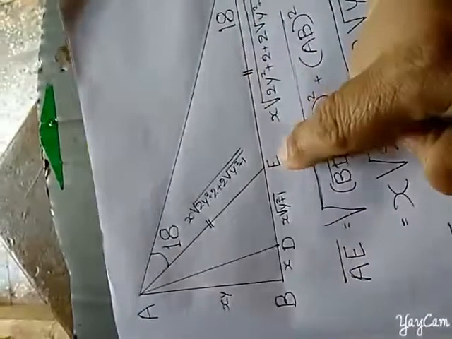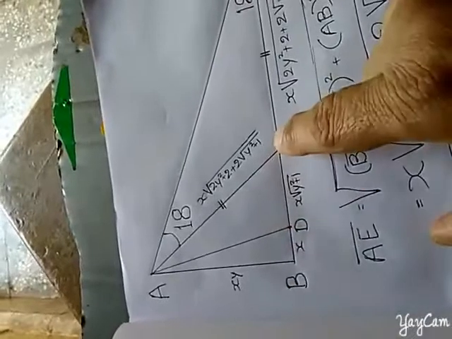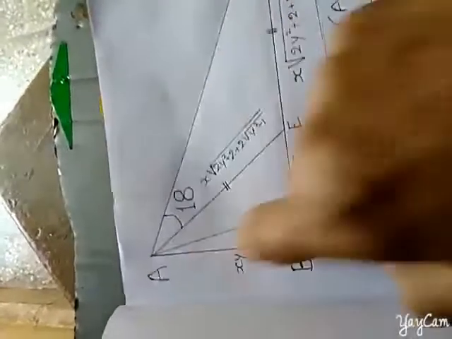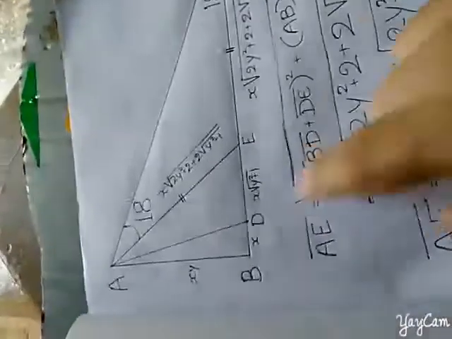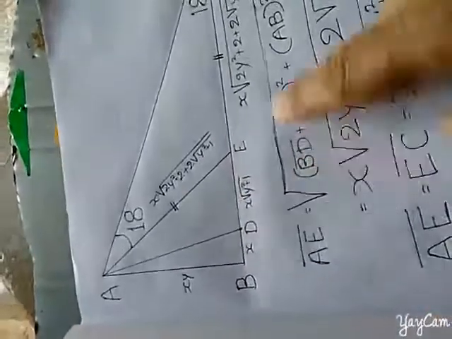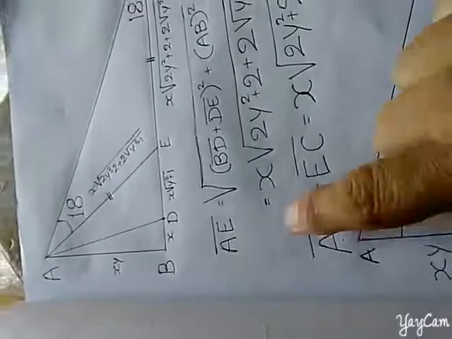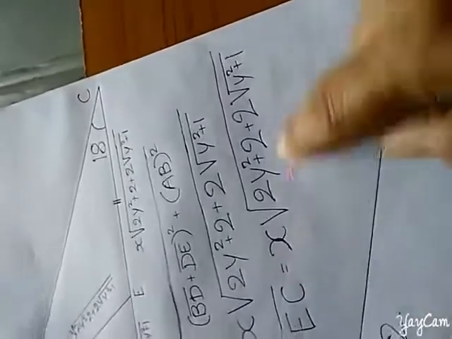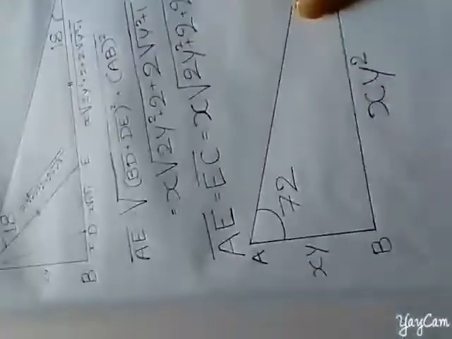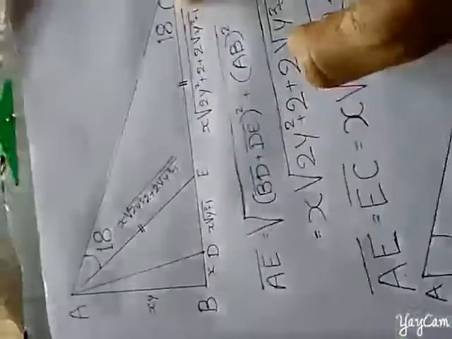So to get the AE measurement, we take BE squared plus AB squared and the square root of it. It is in two parts, BD and DE, squared, and that is under the root. So AE is equal to EC, and this is the measurement of BC.